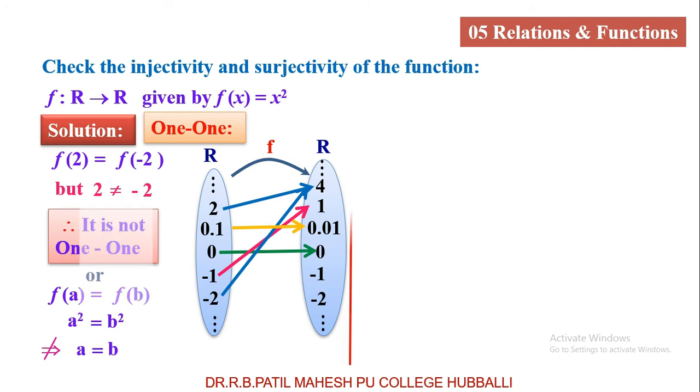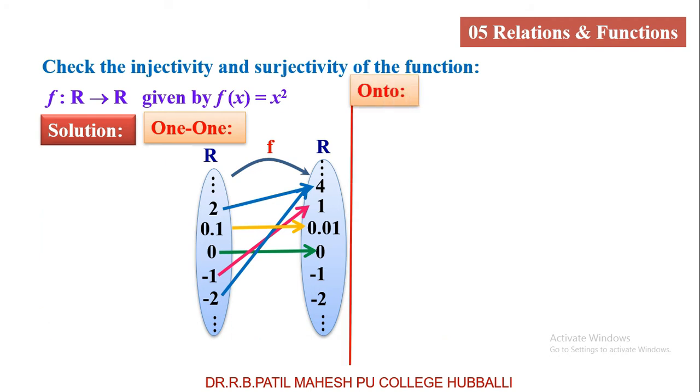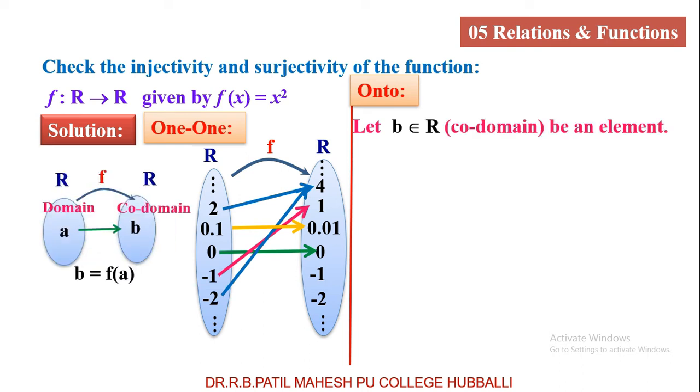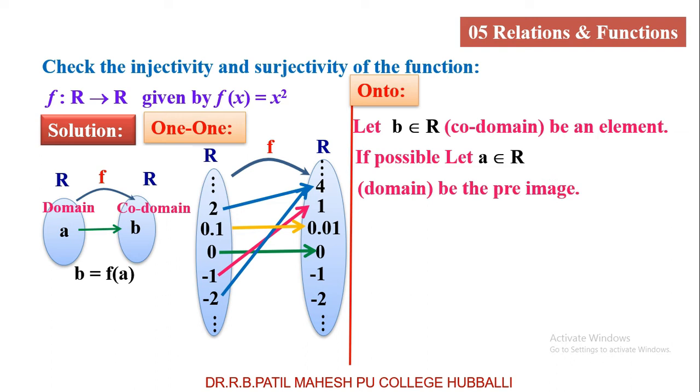We will go for onto, very important. Let me take one element b belongs to R, that is nothing but the codomain. If possible, let a belongs to R, that is the domain, be the pre-image. Here b is an element in the codomain. For that b, we are guessing there is a in the domain. Whether for the element b there always exists a in the domain, that we are going to check now.